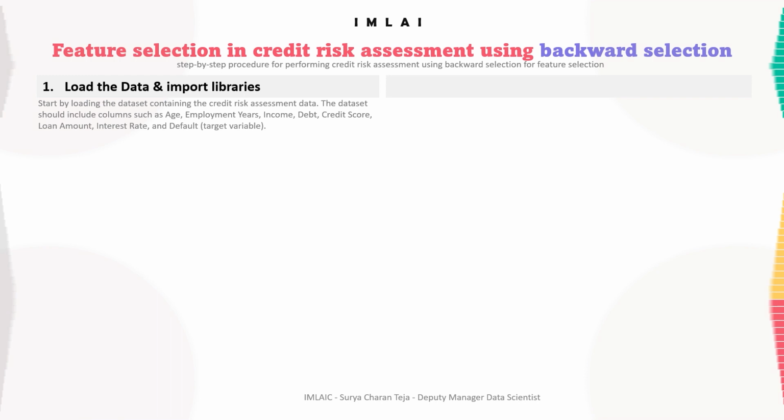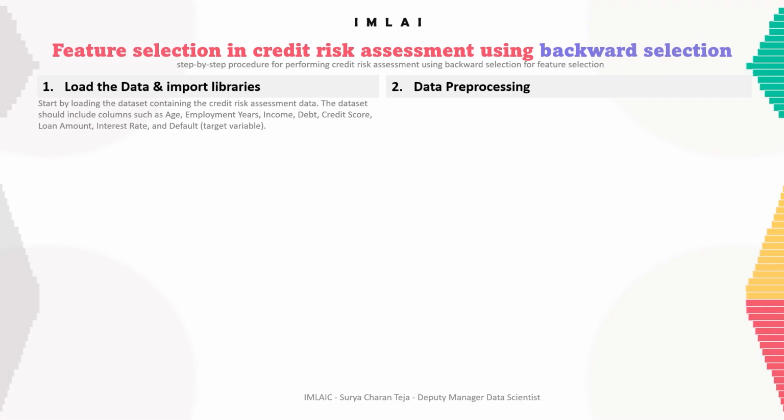Now step 2 is nothing but the data processing. Here we won't be doing much, because our main focus is to work on backward selection, not pre-processing. Of course, it's part of that. So prepare the data by handling missing values, encoding categorical variables if any, and scaling the numerical features if required. Many of the things we have discussed so far, and if not, we'll be discussing in future. You don't need to worry.